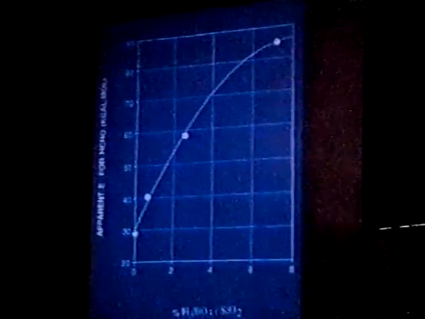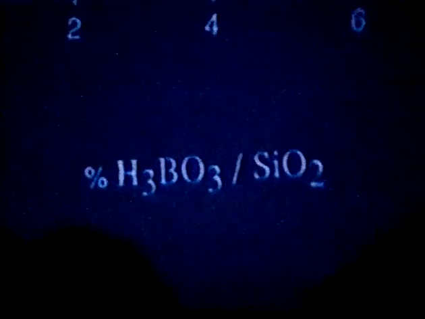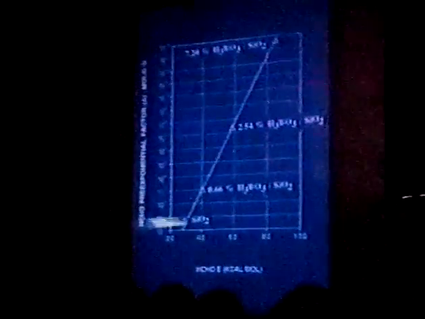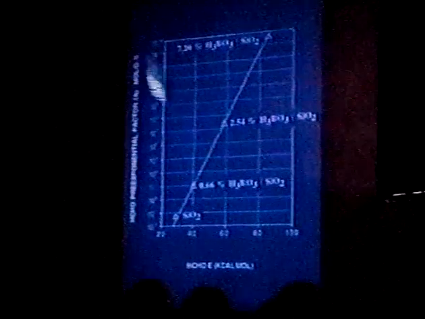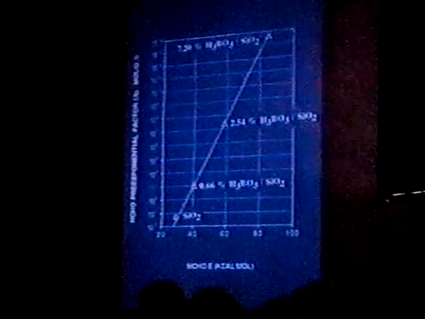Now, another interesting effect that we are observing is that the apparent activation energy for formaldehyde formation goes up with the percentage of boric acid and silica. We seem to be observing a compensation effect, because the formaldehyde pre-exponential factor also goes up with the formaldehyde apparent activation energy.